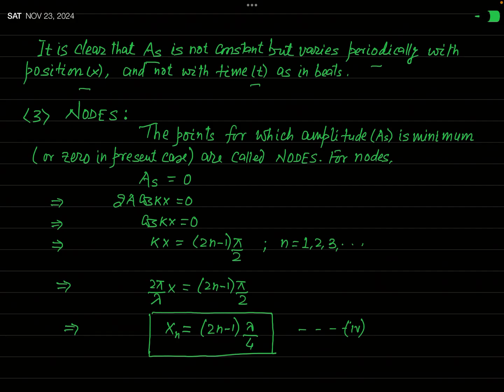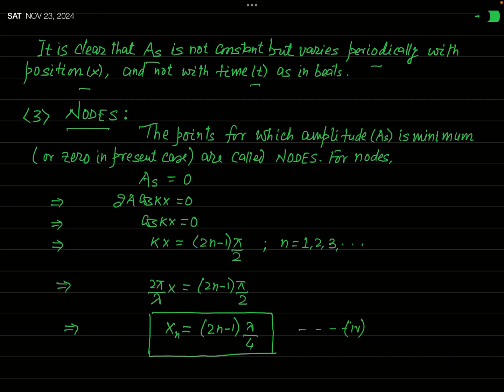Now, how this amplitude will vary actually gives two very important concepts. The first one is called the concept of node, and the other is called the concept of antinode. Node and antinode formation is a basic feature of the standing wave. Such a phenomenon is not observed in the case of a progressive wave. So now let us see what these nodes are, when they are formed, and what their basic properties are.